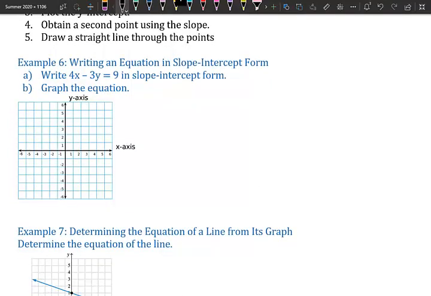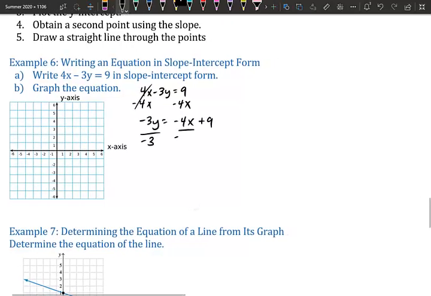Alright, the first thing we need to do is solve for y. So to solve for y, I'm going to subtract 4x from both sides. And when we do, we have -3y equals -4x plus 9. Now we need to divide everything by -3. Remember, math is fair. So we have y equals positive 4 over 3x minus 3, because remember, negative becomes positive.